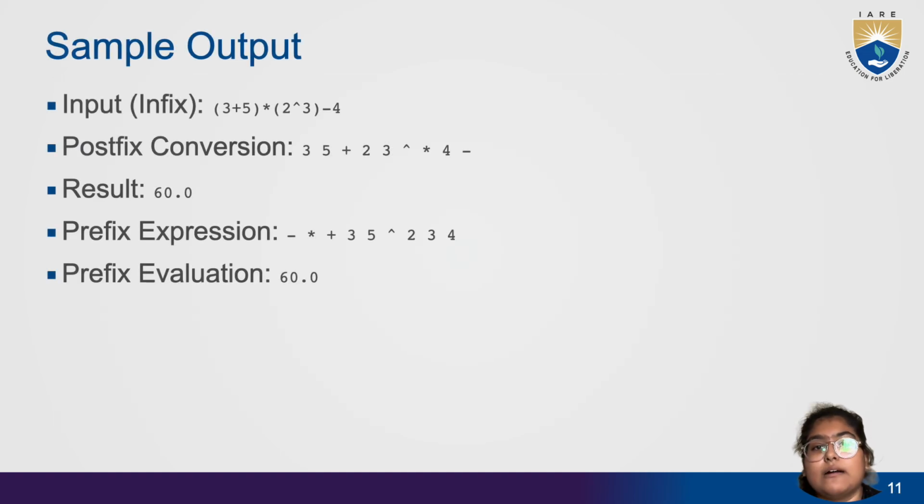Here's an example of how the program turned out. The input given was 3 plus 5 in parentheses times 2 to the power of 3 in parentheses minus 4. And as you can see, these are the expected outputs and results.